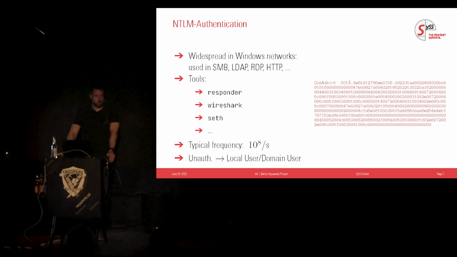And again, you can try to recreate that signature with password candidates. And this way, you can try to crack the password. This is also done offline. The frequency here is around 10 to the 8 per second. And in this attack, an unauthenticated attacker, again, you only need the right network position, goes to either a local user or domain user.